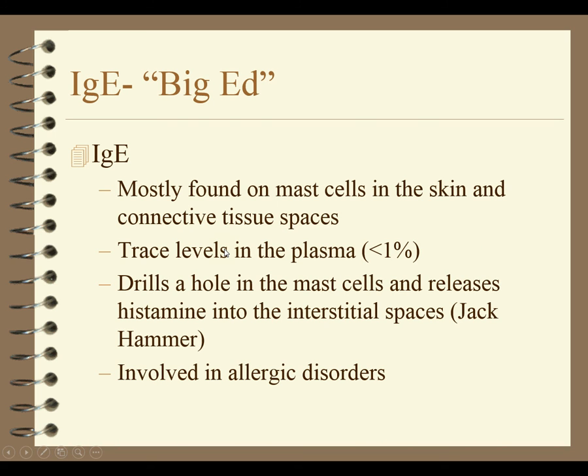IgE, Big Ed. Well, Big Ed is found mostly on the mast cells in the skin and the connective tissue spaces, and only trace levels in the plasma, again, less than 1%. What Big Ed does is drill a hole in the mast cell. So it gets on top of a mast cell with his jackhammer-like system and drills a hole. That releases histamine into the interstitial spaces. So Big Ed is always involved in allergic disorders. Anytime you see someone who's got a lot of allergies, IgE is going to be up. Asthma, IgE is going to be up.